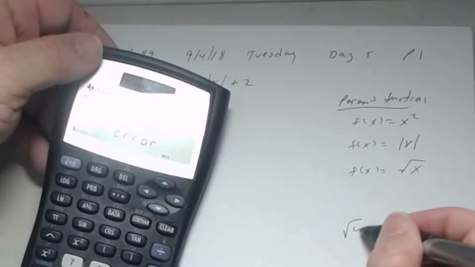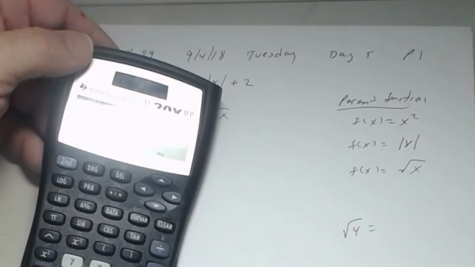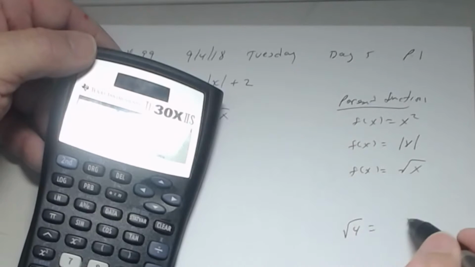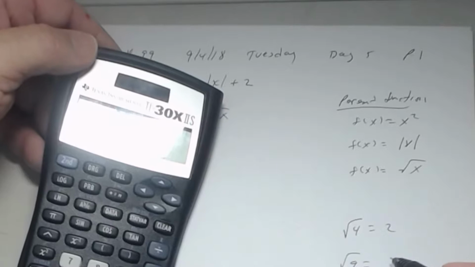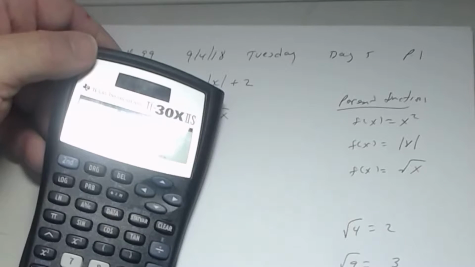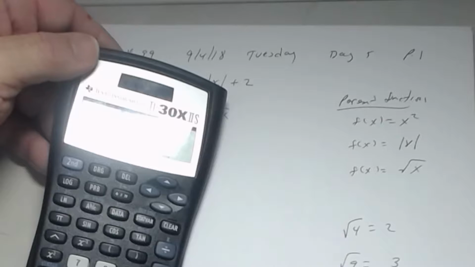So for example, what's the square root of 4? 2, because you're asking yourself, what number times itself is my radicand? What number times itself is 4? 2, because 2 times 2 is 4. Square root of 9? 3, because 3 times 3 is 9. Square root of 0 is 0, because 0 times 0 is 0. But notice all these numbers that I'm putting in here are positive or 0.